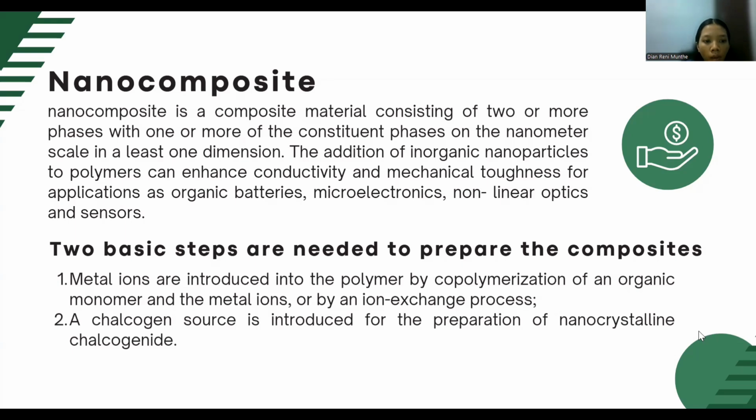One, metal ions are introduced into the polymer by copolymerization of an organic monomer and the metal ion by an ion exchange process. Two, a chalcogenide source is introduced for the preparation of nanocrystalline chalcogenide.